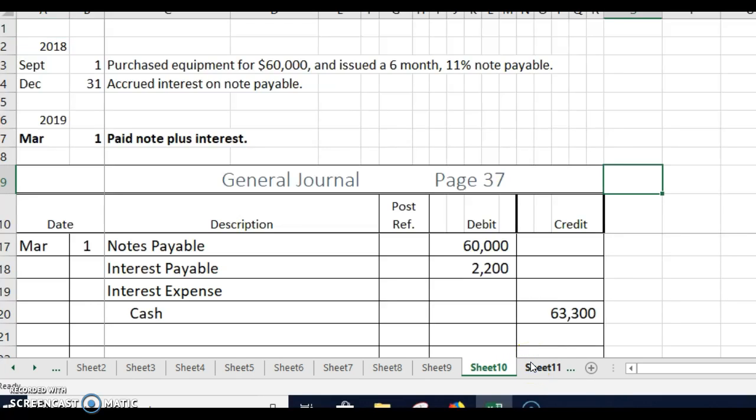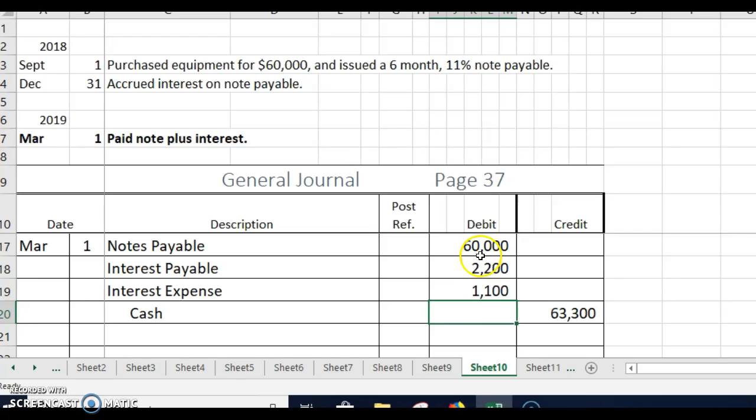And then finally, we have to record the interest expense for what we have incurred in 2019. And so what we've incurred is the $60,000 times the 11%. And again, that gives you a whole year, but we have only incurred interest for January and February, right? Because we accrued through December 31st when we were making our 2018 entry. So now we're just recording the January and February interest expense. So we go 2 divided by 12. And that gives us $1,100.